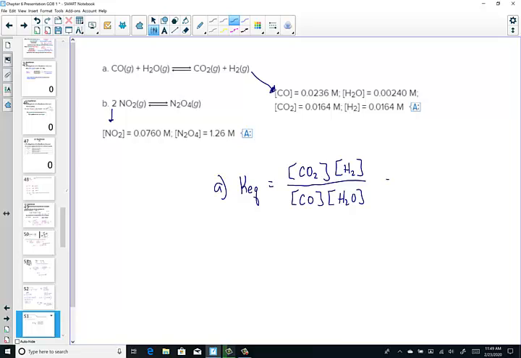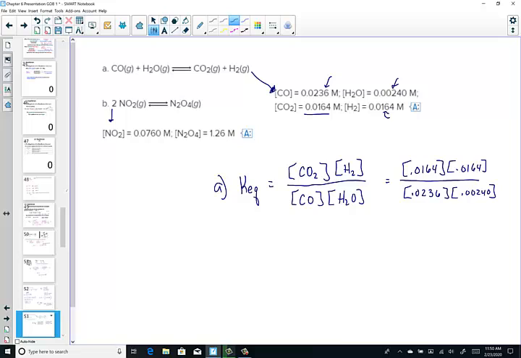So let's find out our values. First one I want is CO2, just because that's written first. So the CO2 concentration, 0.0164, times the concentration of the hydrogen, 0.0164, those are the same number, set over the reactant, 0.0236, and the water, 0.00240. Let's simplify that ratio and get a number.